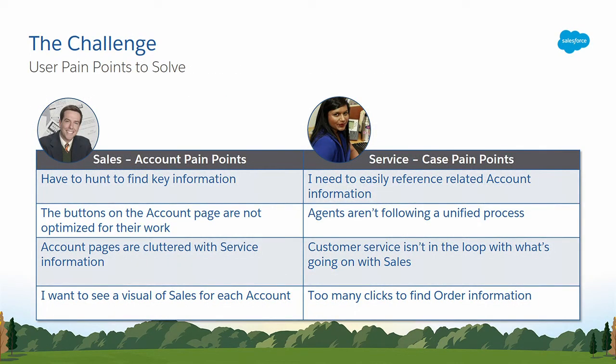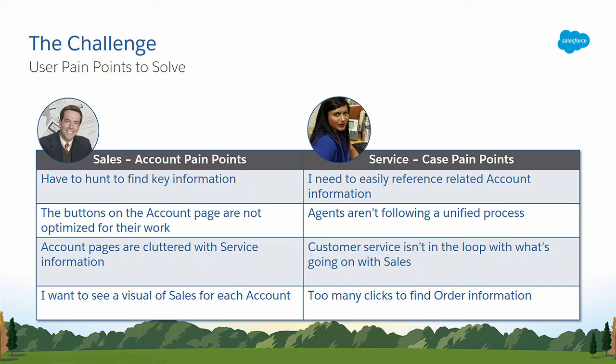So on your first day, there's a list of feedback compiled by the Salesforce project team waiting for you. The sales team has some feedback on the account page. They're reporting that they have to hunt to find key information on the page. The buttons on the account page don't match what they need to do with the record. The account page is cluttered with service information that doesn't apply to that group.